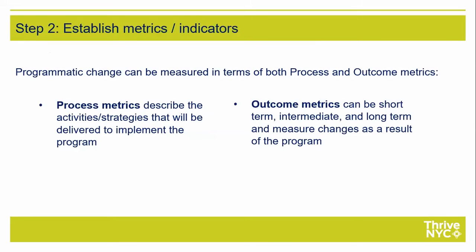So here are the two types of objectives. There are process metrics, which describe activities and strategies that will be delivered to implement the program, and outcome metrics, which can be short-term, intermediate, and long-term, and measure changes as a result of the program. Particularly with new programs, it's very important to include both process and outcome metrics, as process metrics can really help determine if the program is being implemented as designed in order to achieve the outcome metrics that have been specified.